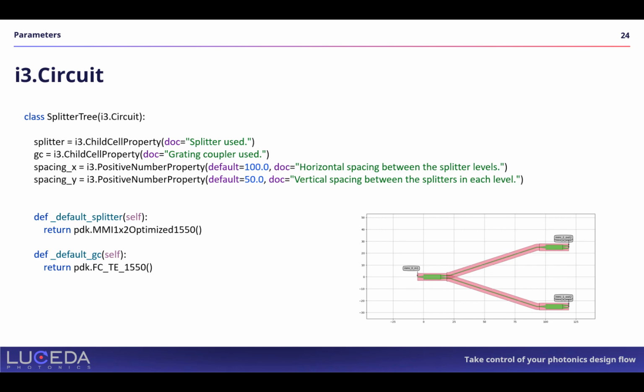These properties can be set when the class is instantiated to configure the class. Here we create a new class called SplitterTree from i3.circuit. Next we define a property named Splitter. There are different restrictions we can place on these properties which restrict the type of objects they can handle. The child cell property is used for the classes we are importing, and the two positive number properties are used to adjust the distance between the splitters and gratings in the circuit. The child cell property is restricted so that it can only take an instance of a P cell, whilst the positive number property must take a positive number.